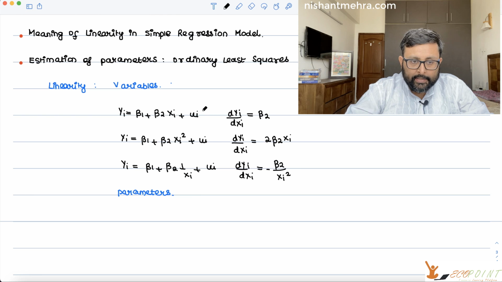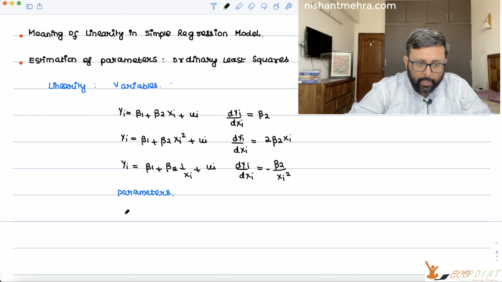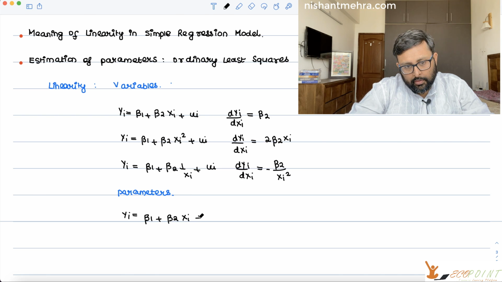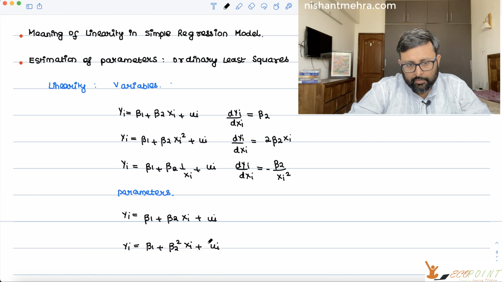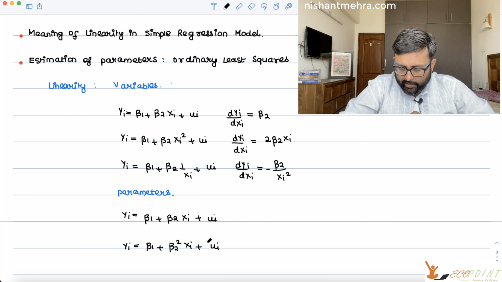So this one is linear in variables, definitely. But we don't have a problem as far as variables are concerned, linear or non-linear, it doesn't matter. What we have a problem with is that parameters should definitely be linear. The other interpretation is that you have yi is equal to beta 1 plus beta 2 xi plus ui, where beta 2 enters non-linearly. You can estimate this, but it is non-linear in parameters.